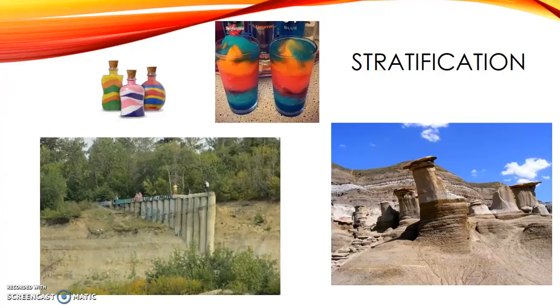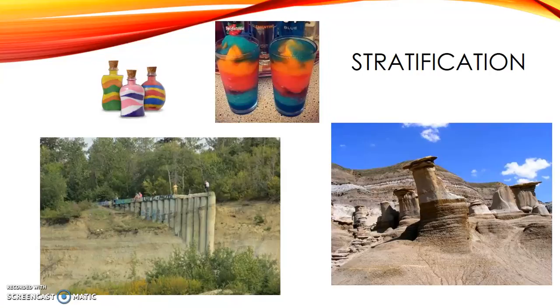Hopefully you've come up with some great examples. I have 4 examples of my own. We can see stratification in everyday things that we use. For starters, we can see stratifications in the flavoring layers of a Slurpee that you might get at 7-Eleven. We can also see stratification layers in sand bottle art that you might buy from a store.